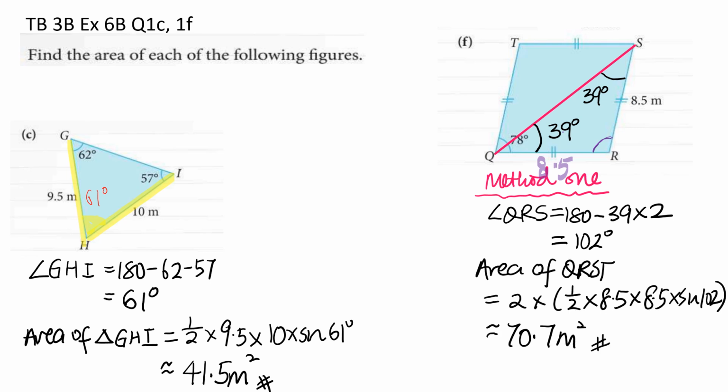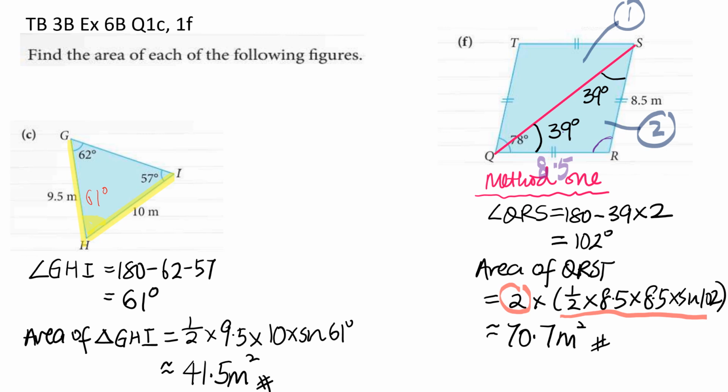Why is it that we need to times 2 here? Because the shape comprises of two triangles. This formula that we have here, half times 8.5 times 8.5 times sine 102, is to find the area of one triangle. But we are having two triangles here, 1, 2. Therefore, we need to times 2. So this is method 1.